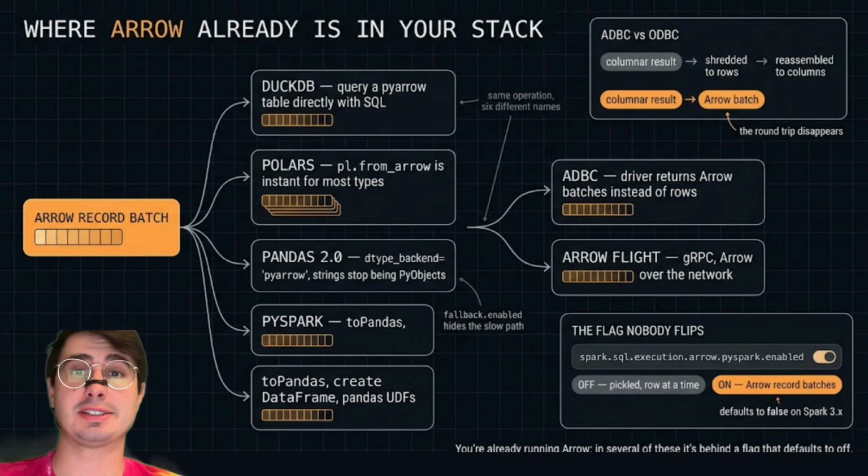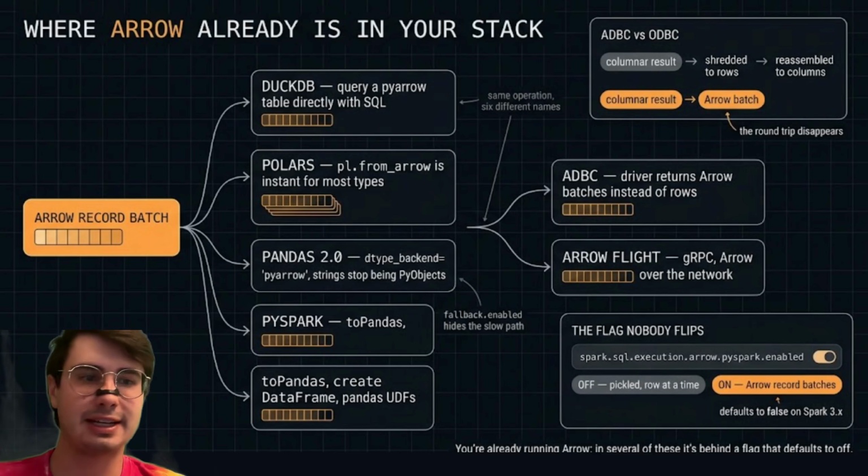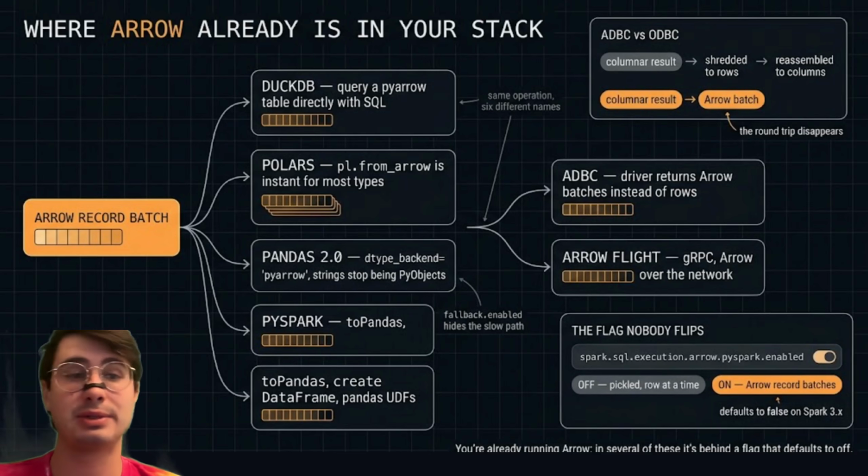Then Arrow Flight is the same principle over a network, right? You have a gRPC protocol that moves Arrow record batches between machines with no serialization step at the end. So a lot of really cool places where you're likely already using it, or can use it, without really realizing it.